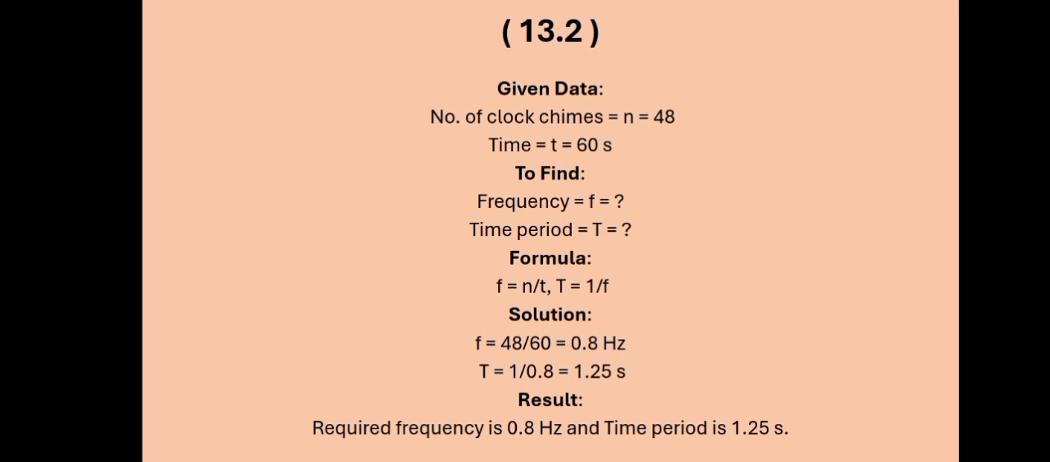तो frequency के लिए हम 48 को divide करेंगे 60 पे and we will get the value of the frequency, that is 0.8 hertz. For time period we have to calculate 1 over 0.8 and we will get the value of the time period, that is 1.25 seconds. So the result is required frequency is 0.8 hertz and the time period is 1.25 seconds.